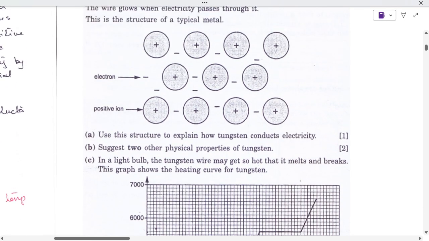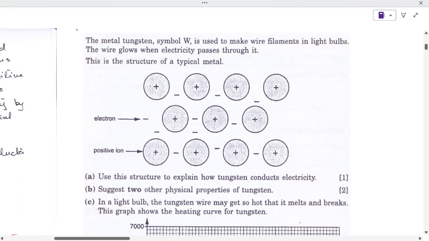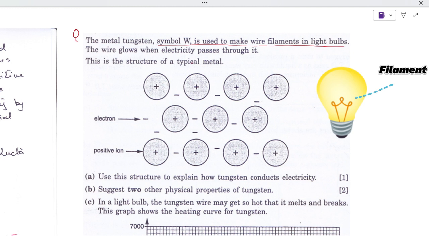Question says the metal tungsten, its symbol W, is used to make wire filaments in light bulbs. The wire glows when electricity passes through it. Now you must have seen the bulbs, the older bulbs. Nowadays we do not use such kind of bulbs, but they are there and you can examine the bulb and you can see the tungsten wire in it. And it glows when electricity passes through it.